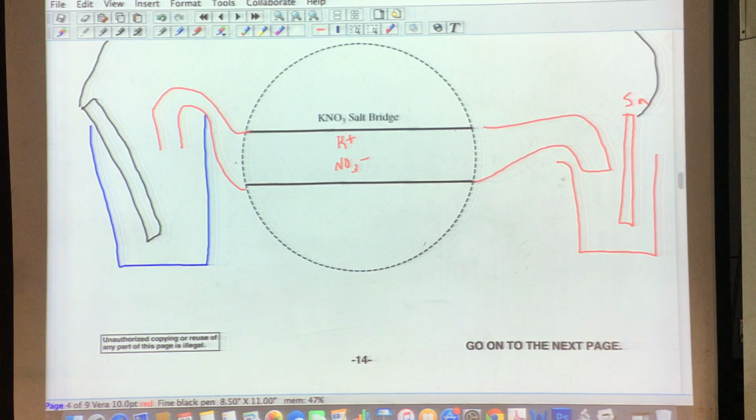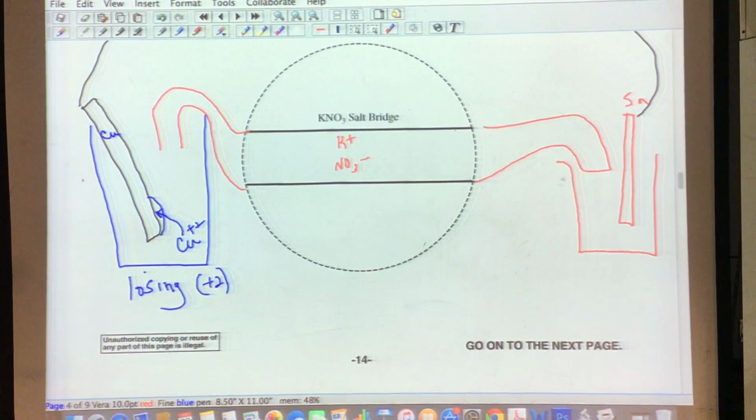Okay, now, what's happening? Well, party people, we said the mass of the copper is getting bigger, because the copper plus 2 in solution is being reduced into pure copper. So in this beaker, we're losing positive 2 ions. We're losing positives. This beaker will get negative if we don't replace the positives that are lost. Therefore, the K plus is going to move toward the copper.